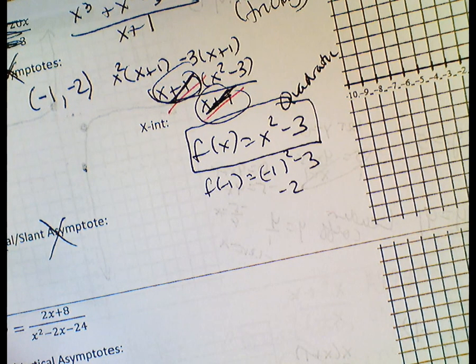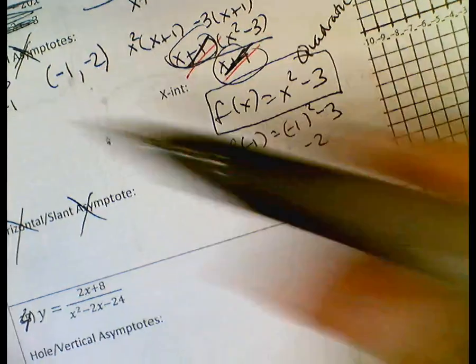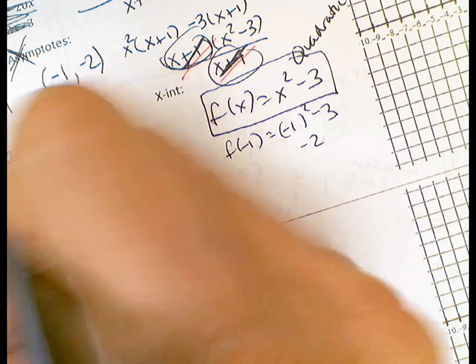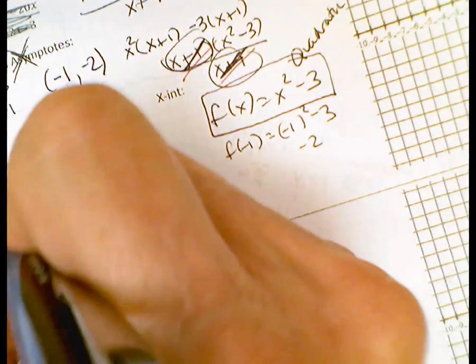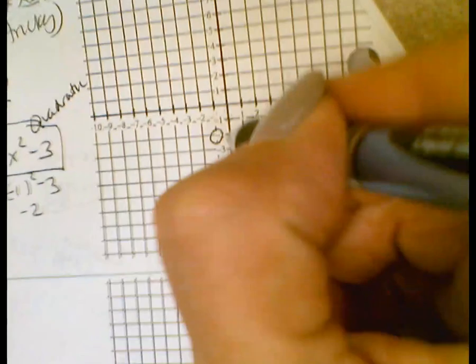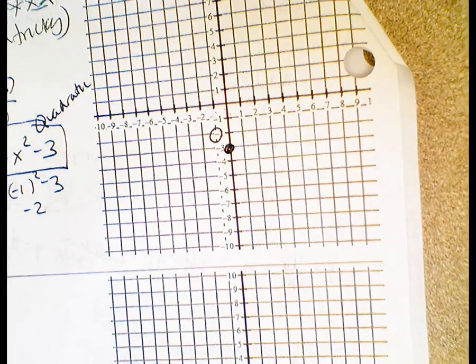So we're going to answer our other questions. What's the y-intercept? To get the y-intercept, we're going to let x equal 0. So y equals negative 3. So y equals negative 3 means on my graph that it should be going through negative 3. That's the y-intercept.